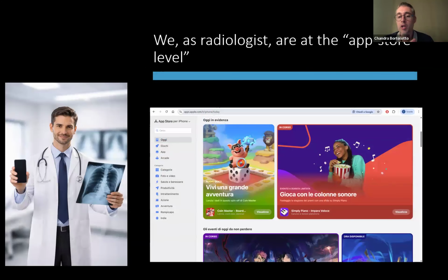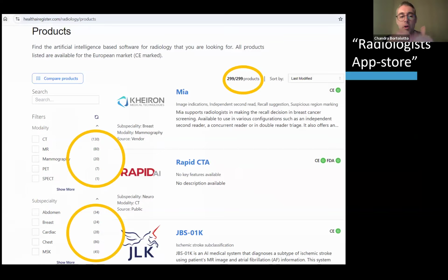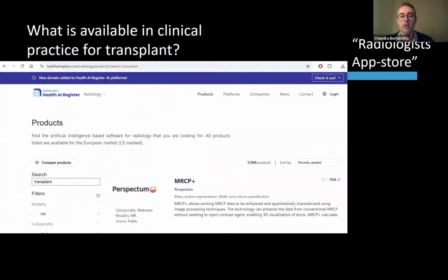We as radiologists are actually pretty much at the app store level. This is the conventional app store from my wife's cell phone. As you can see, we have two kids, so it's pretty invaded by apps for kids. And this is an app store for radiologists. As you can see, there are more than 300 products already in the clinical stage for several modalities and several subspecialties. You may ask, okay, but what is in the clinical practice?